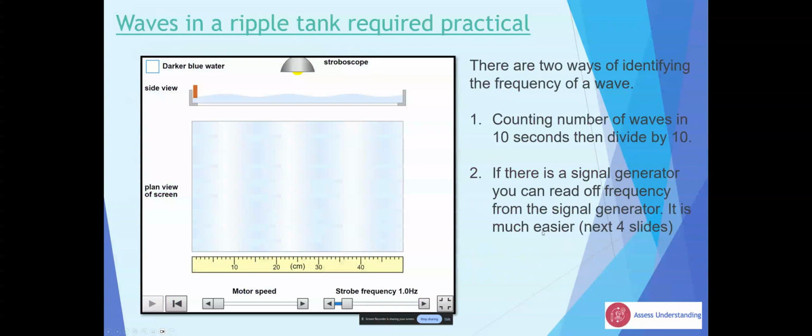Now, here is an example of a ripple tank. It is a simulation of one, but a ripple tank is just a tray with water in it, and there's a bit of wood that bobs up and down, which you can see here, that creates waves.